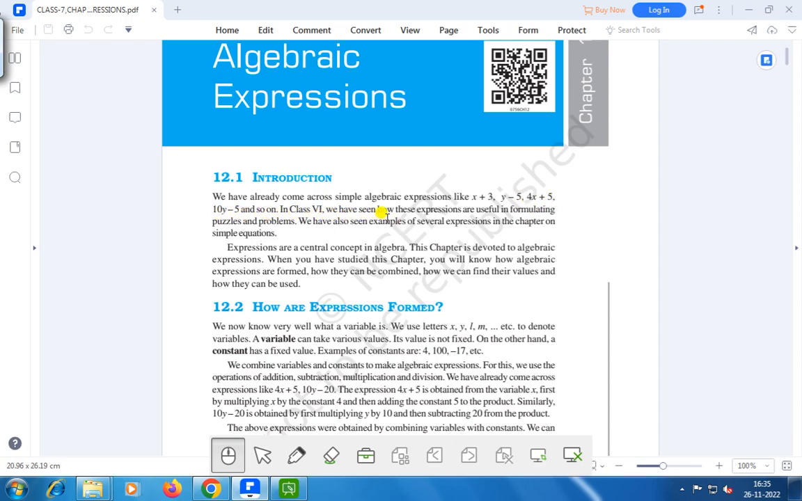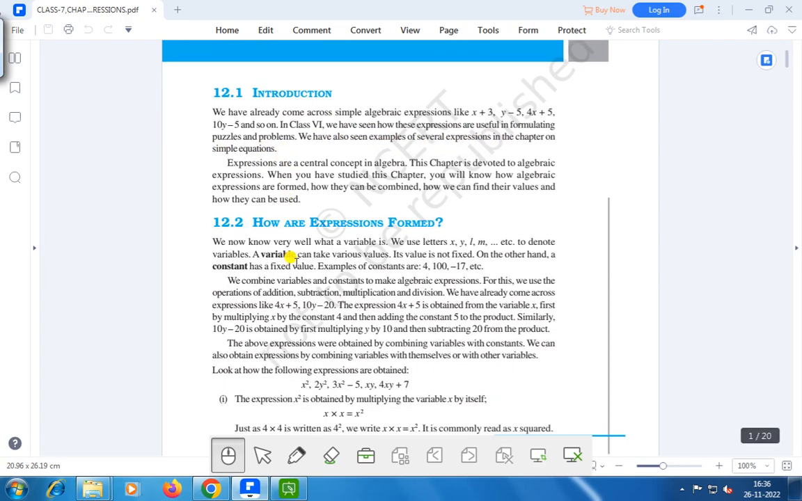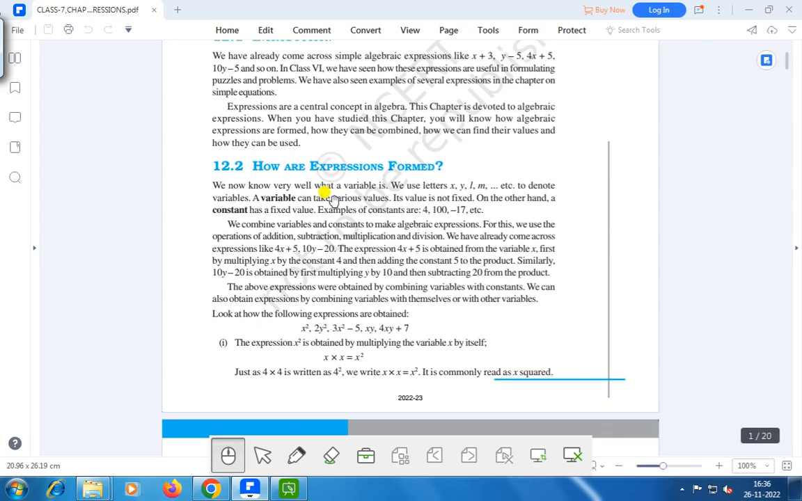In class 6, we have seen how these expressions are useful in formulating puzzles and problems. We have also seen examples of several expressions in the chapter on simple equations. Expressions are a central concept in algebra. This chapter is devoted to algebraic expressions. When you have studied this chapter, you will know how algebraic expressions are formed, how they can be combined, how we can find their values, and how they can be used.